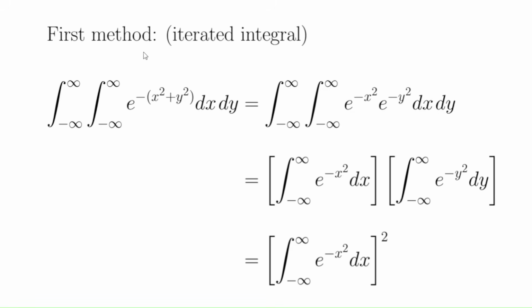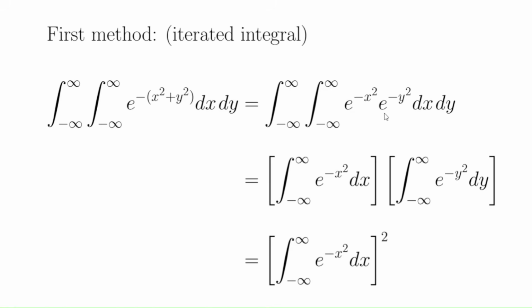Now, the first method we're going to use is an iterated integral. So we're going to rewrite our original integrand, e to the negative x squared plus y squared, as a product of a function of x times a function of y, e to the negative x squared times e to the negative y squared. And the fact that we can write it as a product in this way means that essentially we can split apart the integral into a product of two integrals.